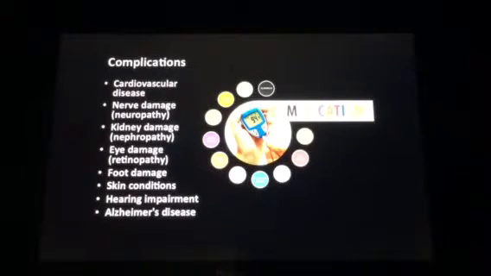Some after-effect damages that can occur also relate to our digestive system, which can cause problems such as nausea, vomiting, diarrhea, and constipation.